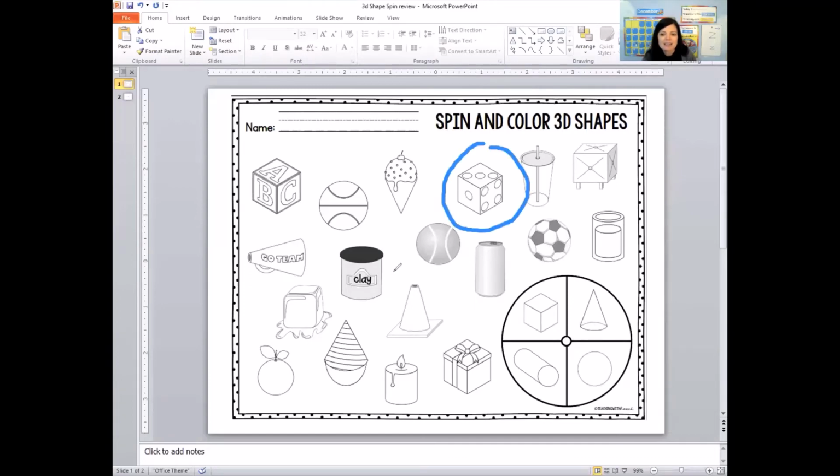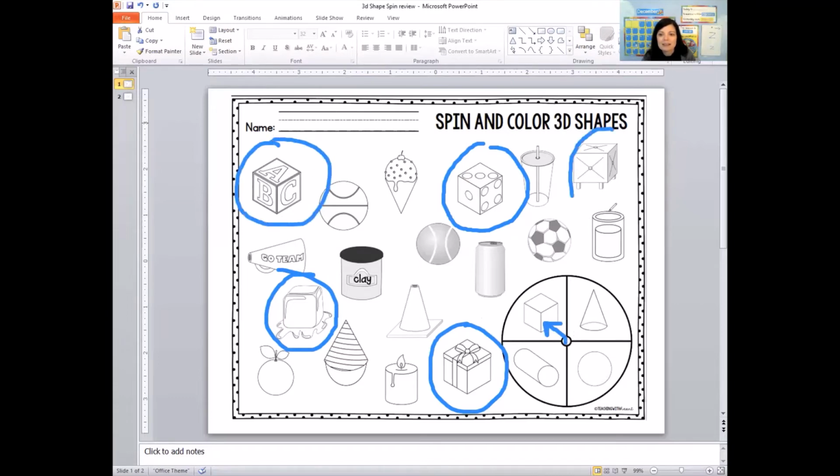There's a dice. And the present is a cube. And what about the ice cube? Can you see another cube? Looks like this. I'll draw an arrow. How about the block? Good job. And that cool stool is a cube.